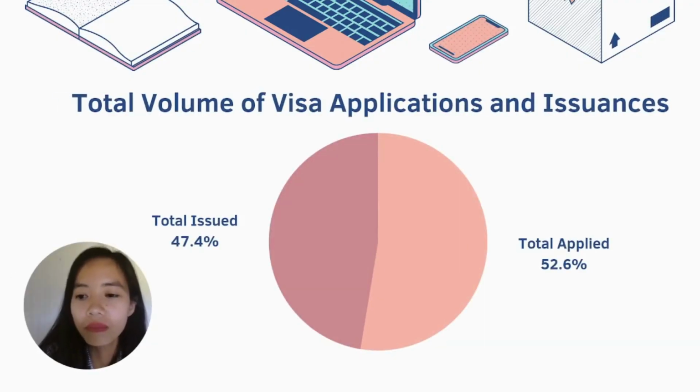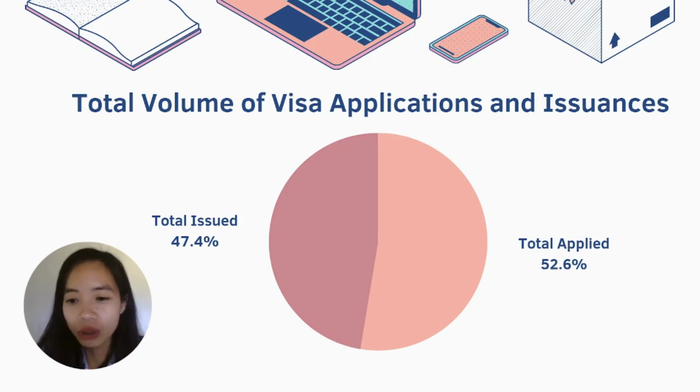Next, we have the pie graph for the total volume of visa application and issuance. I think this is the summary of all visa applications concerning Schengen visa, either ATV or uniform visa. In terms of the total issued, there are 47%, and total applied, there are 52% in this pie graph.